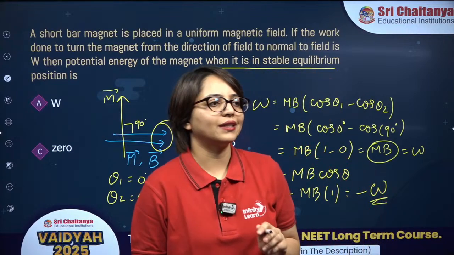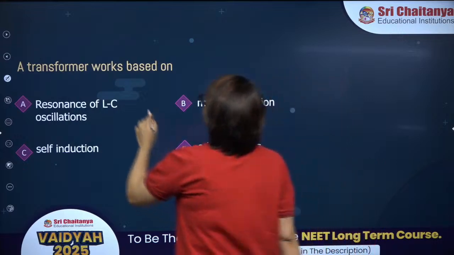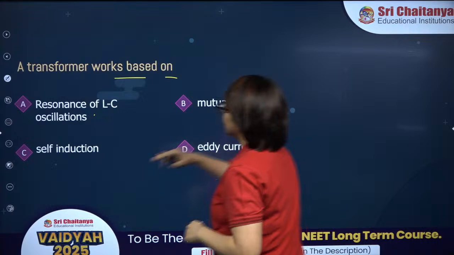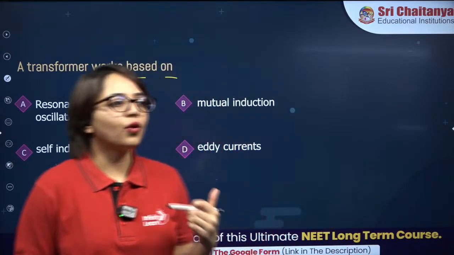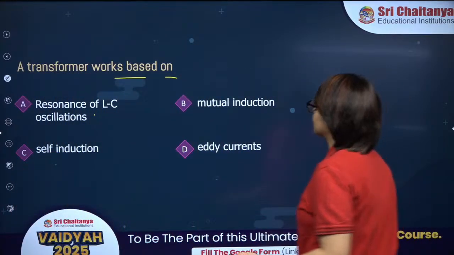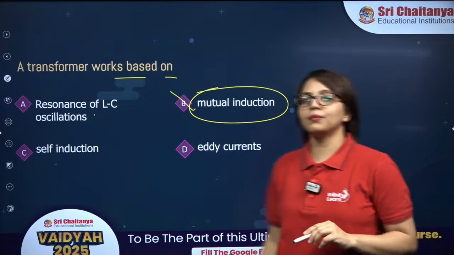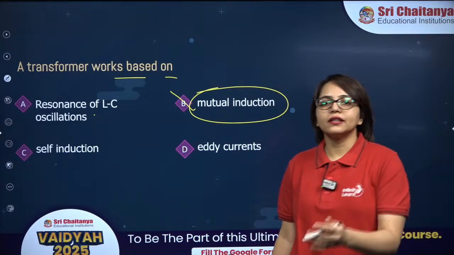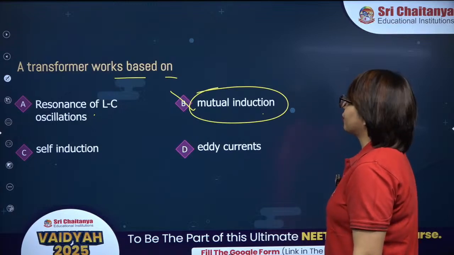Okay, alright. Chaliye. Let's try this one. A transformer works on which principle? Resonance of LC oscillation, mutual induction, self-induction, or eddy currents? You have to tell me. This is the most simple question, the most simplest question of this session. Yes, it is based on mutual induction. It has two coils, primary coil and secondary coil. With the help of the primary coil, we induce EMF and current in the secondary coil, right? That is the working principle of a transformer.